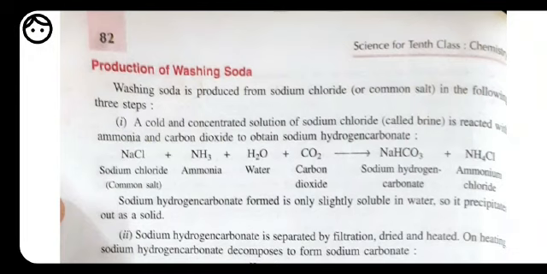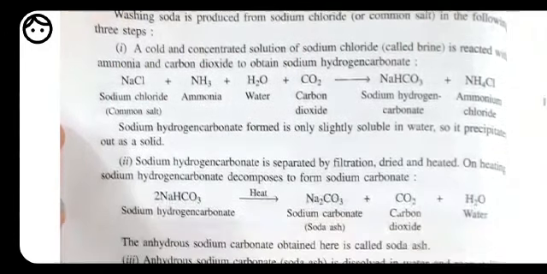First method, in which cold and concentrated solution of sodium chloride is reacted with ammonia and carbon dioxide to obtain sodium hydrogen carbonate. In the first method, you have to take brine, that is a concentrated solution of NaCl with water. When we pass this with ammonia gas and then with carbon dioxide, it will produce sodium hydrogen carbonate plus ammonium chloride. This ammonium chloride is also used for many processes, but here we need to prepare only washing soda. That's why we will talk about the sodium hydrogen carbonate only.